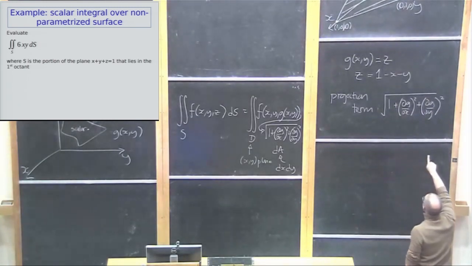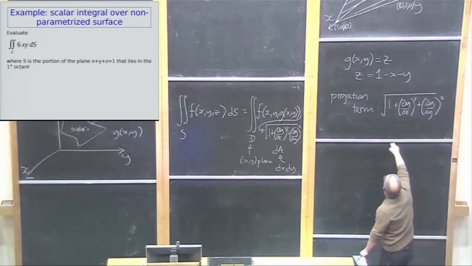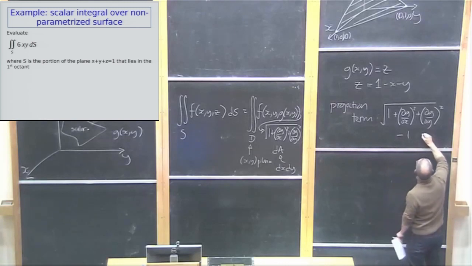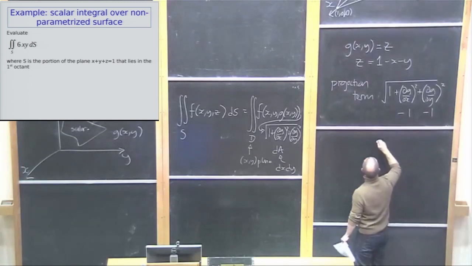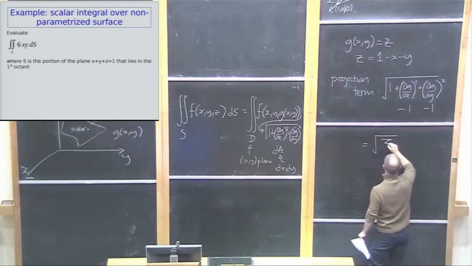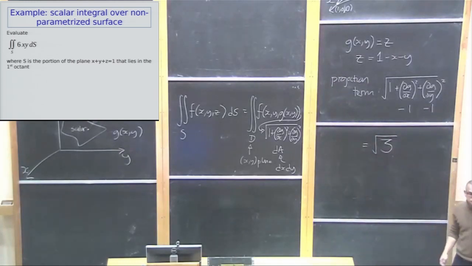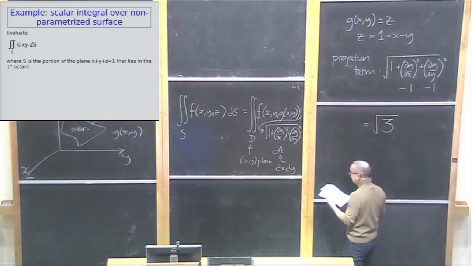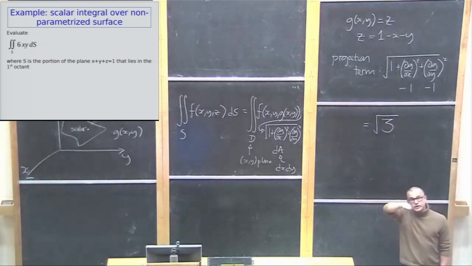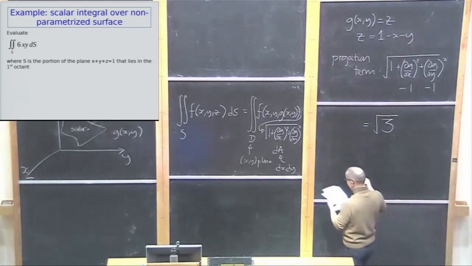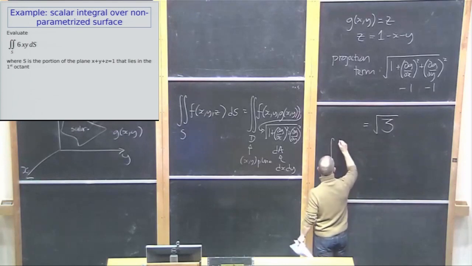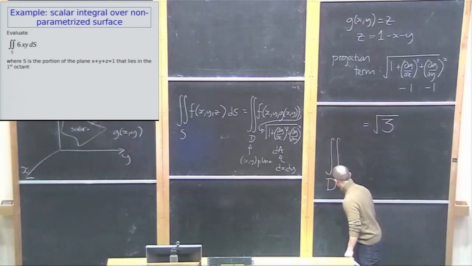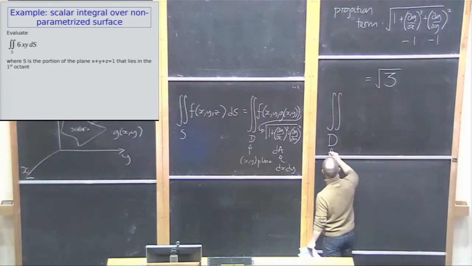Now we'll see that dg/dx is minus 1 and dg/dy is minus 1. So our projection term is going to equal the square root of 3. So the next thing we need to do then is work out what is the region that we are projecting down to on the xy plane. So now we're going to recast our integral in terms of dA, and dA is our area on the xy plane.